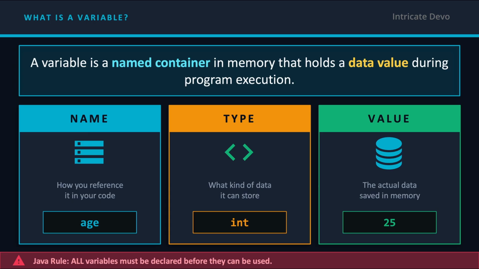And there is one critical rule to burn into your memory right now. In Java, you must declare a variable before you can use it. Java is what programmers call a statically typed language. That means the compiler, the program that reads your code, needs to know the type of every variable before your program runs. If you skip this step, you get a compiler error.